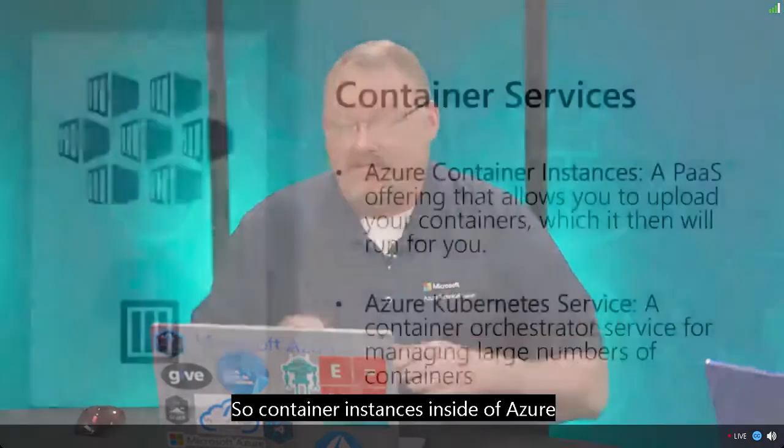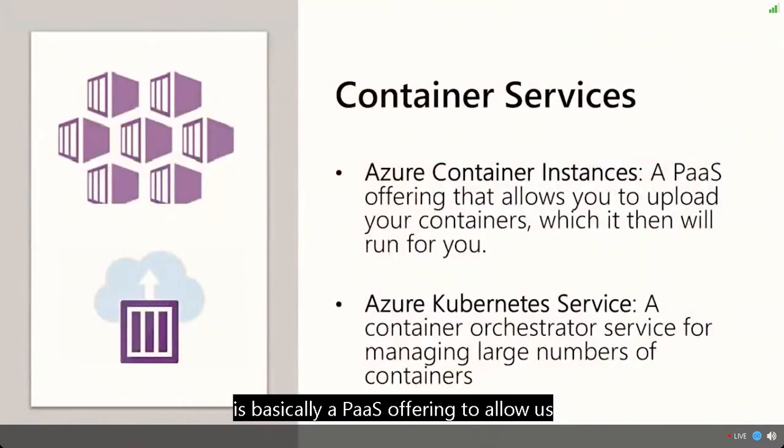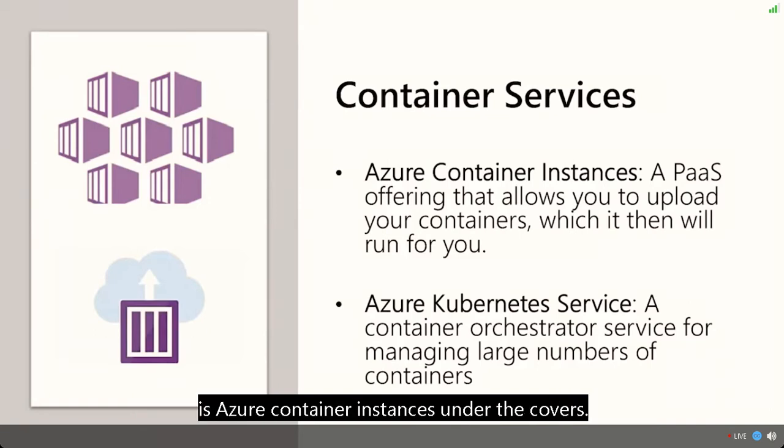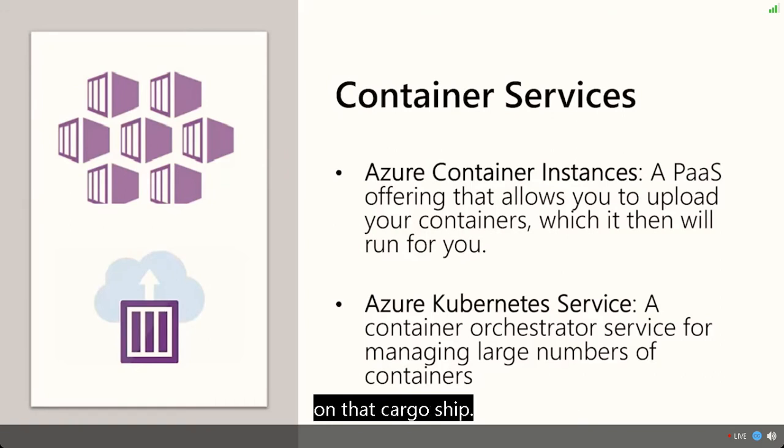So container instances inside of Azure is basically a PaaS offering that allows you to upload your containers and work with them inside the Azure platform. So we can put these systems inside of our container service. Our container runtime essentially is Azure Container Instances under the covers. But then we have a thing called Kubernetes. Now, you think about our containers. We have all these little boxes of containers on that cargo ship. Well, what's the thing that moves them around? It's a big crane, right?